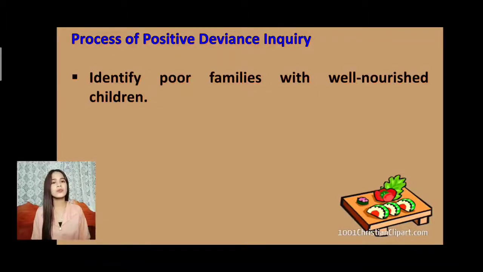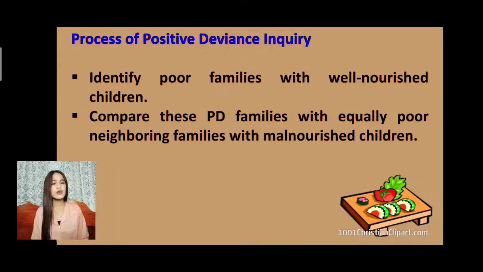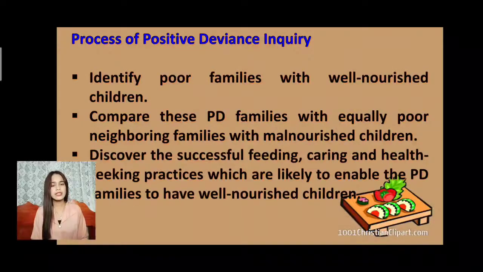Now we're going to tackle the process of positive deviance inquiry. First, we're going to identify poor families with well-nourished children. Next, we compare these positive deviant families with equally poor neighboring families with malnourished children. Next, discover the successful feeding, caring, and health-seeking practices which are likely to enable the positive deviant families to have well-nourished children.